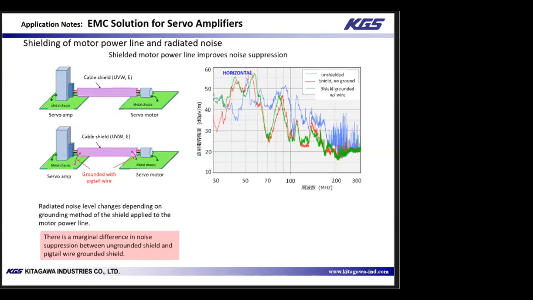So now a cable shield is added to the system, and we'll see how the shield's grounding mechanism affects suppressed noise. In the top diagram, a cable shield is added without any grounding. The shielding effect with and without shield is marginally different. In the bottom diagram, the shield is grounded with thin pigtail wires. The shielding effect among the three, so no shield, with shield but no ground, and with shield with pigtail ground, are still not so different.